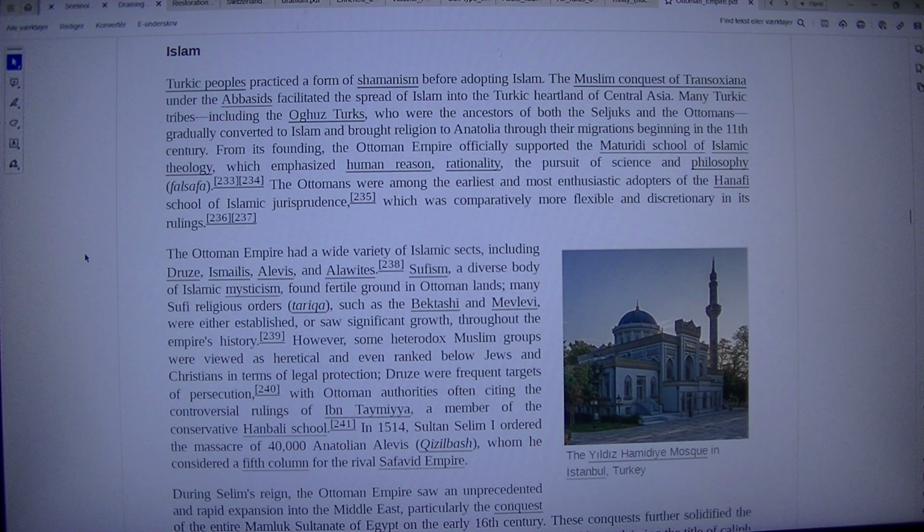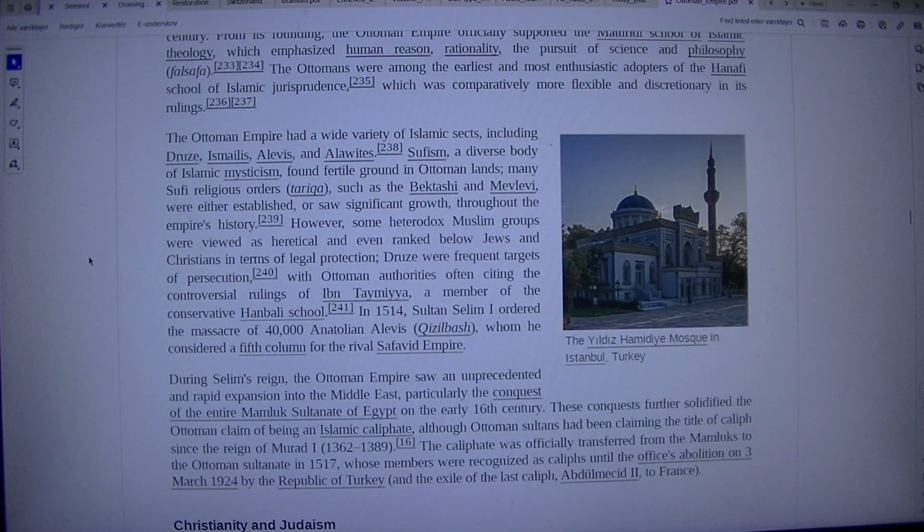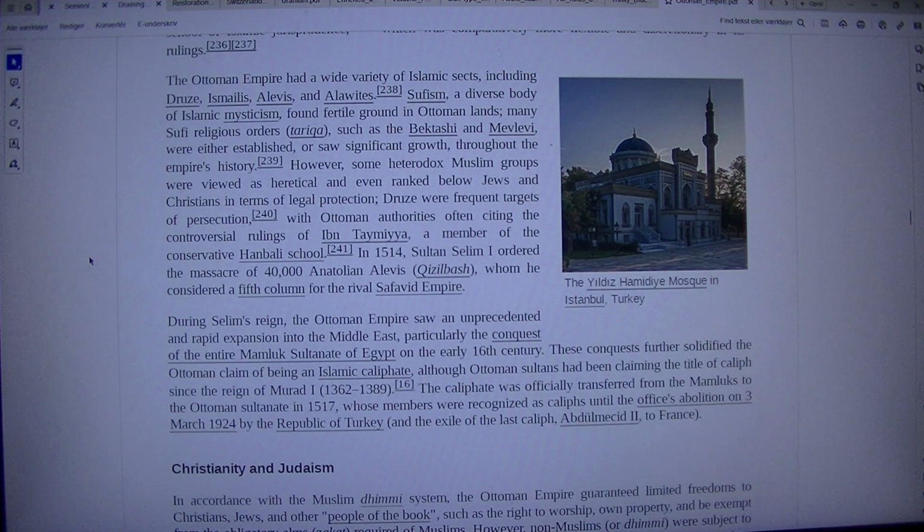From its founding, the Ottoman Empire officially supported the Maturidi school of Islamic theology, which emphasized human reason, rationality, the pursuit of science and philosophy, falsafa. The Ottomans were among the earliest and most enthusiastic adopters of the Hanafi school of Islamic jurisprudence, which was comparatively more flexible and discretionary in its rulings.